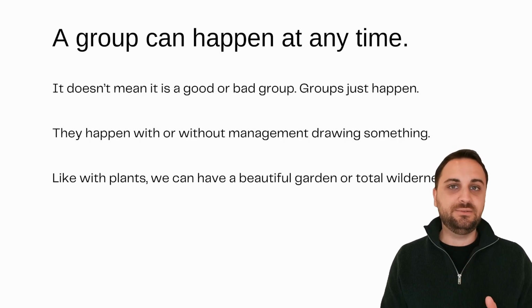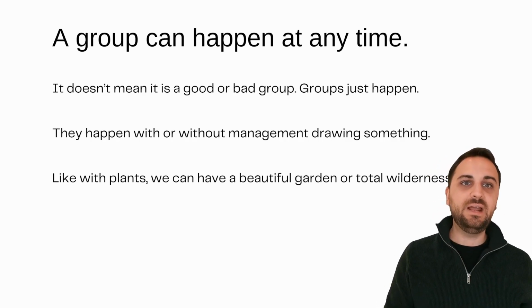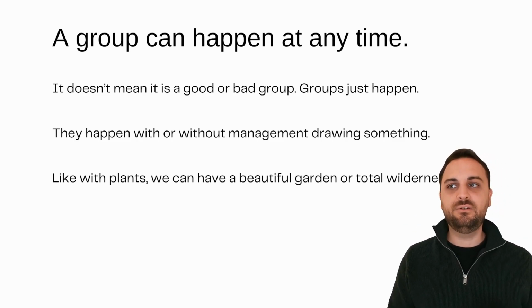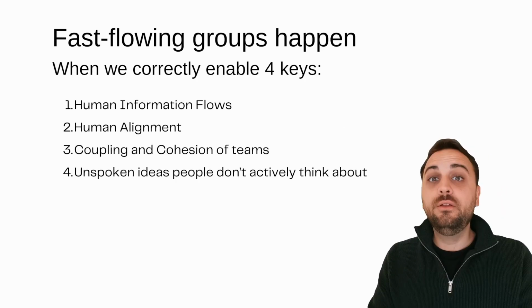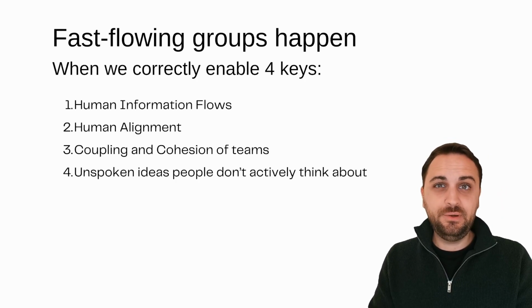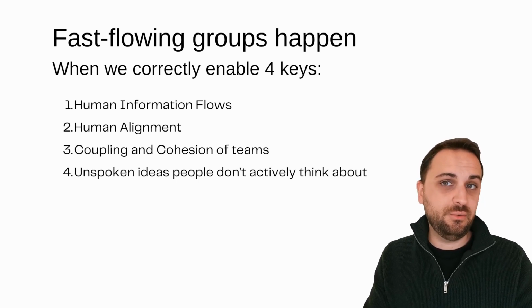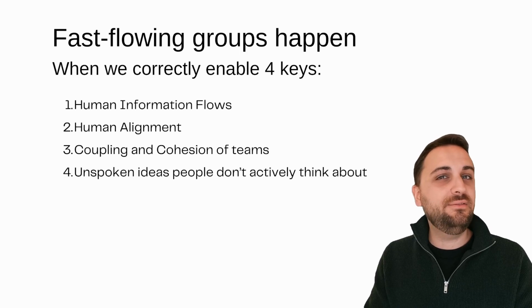And it's like plants, right? You can have a beautiful garden where everything's perfectly manicured, or just total wilderness where there's vines crawling across the ground, but it's still a plant. And so a group is like that. So we're going to dig into this now. Fast flowing groups happen when we correctly enable 4 keys: human information flows, human alignment, coupling and cohesion of teams, and unspoken ideas people don't actively think about.